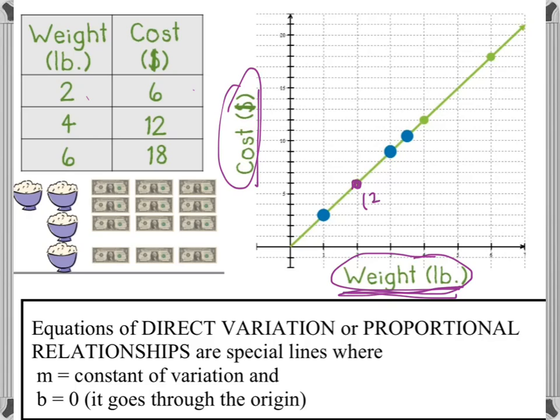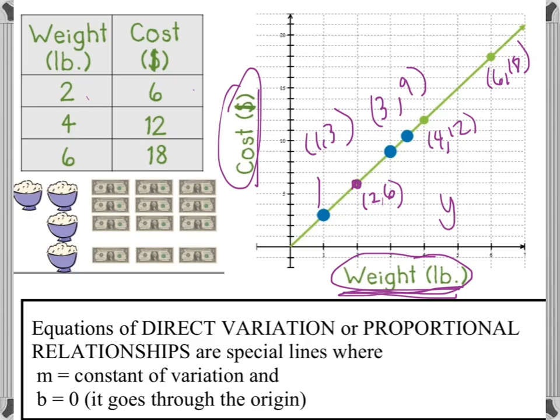So I graph (2, 6). I'd also graph (4, 12), and (6, 18). Okay, and this also implies that another point on this line is (1, 3). Let's see, there's (3, 9), right? So the relationship is that the y variable is always 3 times what the x variable is.